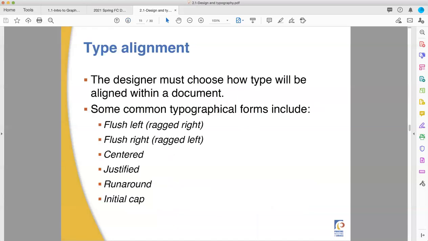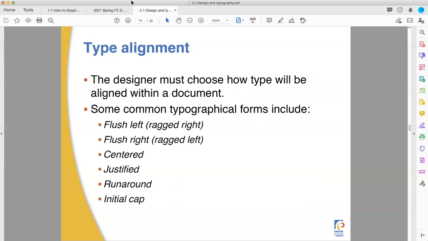Type alignment. You got your good, your evil, but also your chaotic, neutral, or lawful. Okay, not really. Type alignment is all about where do you line up the lines of text. So we're going to go through these, and this will be the end of this video.